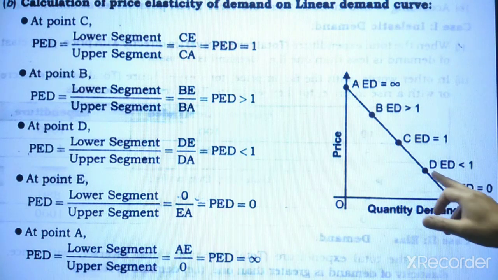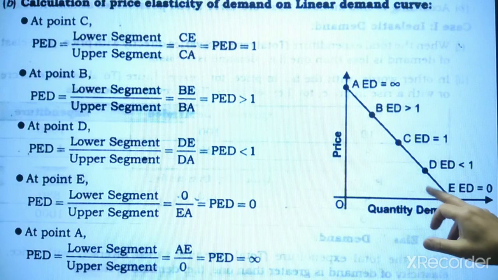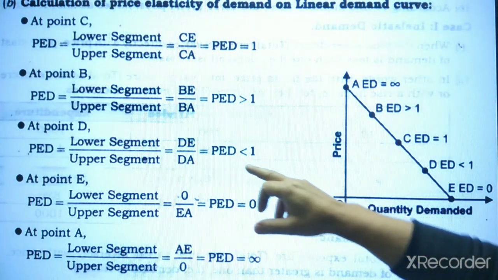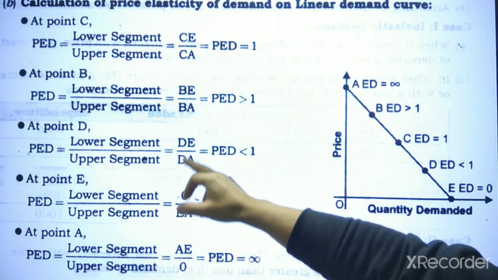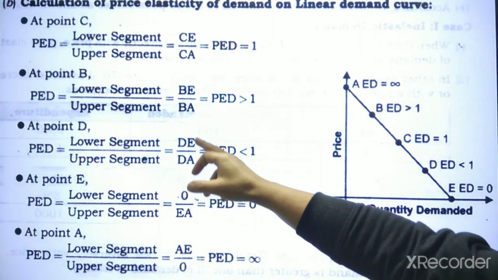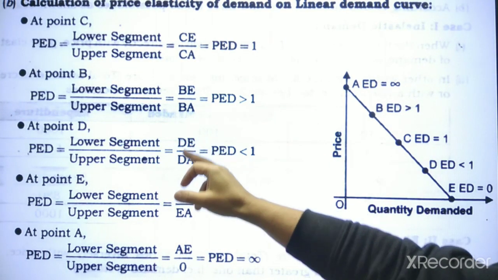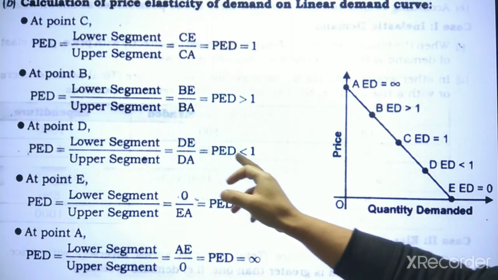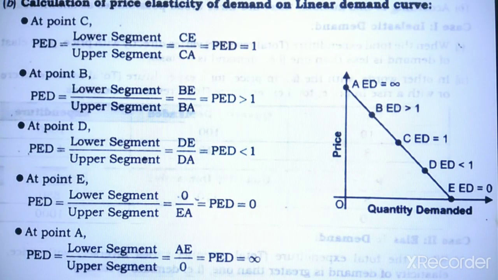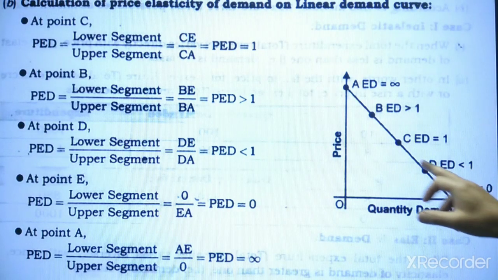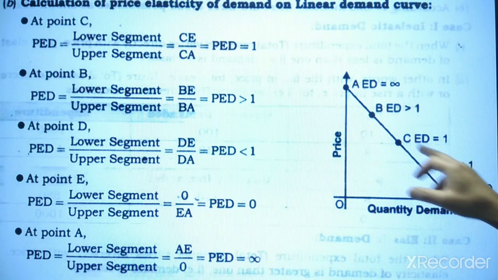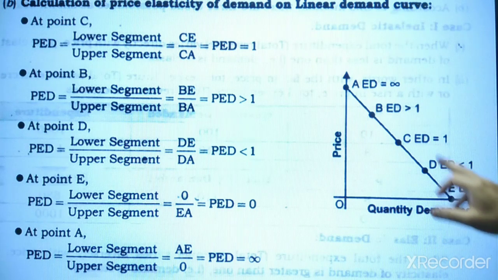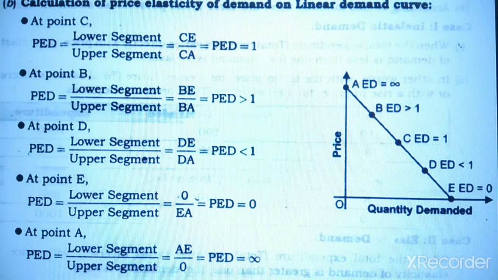Now let's take another point D. If you are asked to find elasticity of demand at point D, the lower segment is DE and the upper segment is DA. Here DE is smaller than DA, so the numerator is smaller and the denominator is greater. So its value will be smaller than 1. So this will indicate inelastic demand. So all the points between C and E indicate inelastic demand.